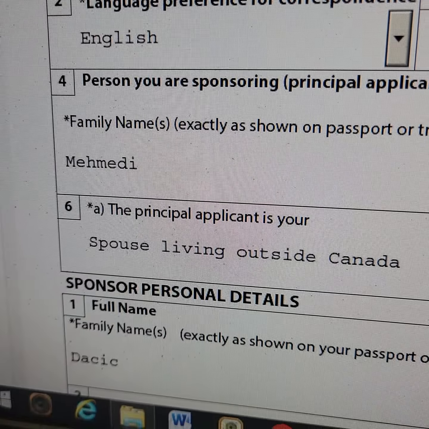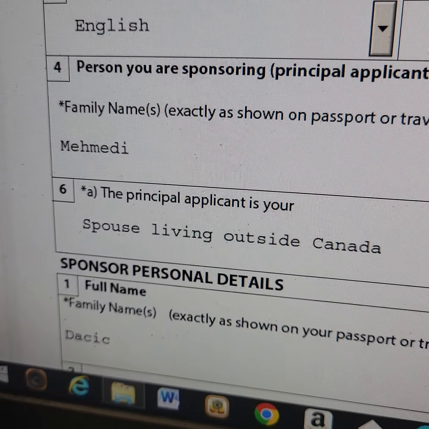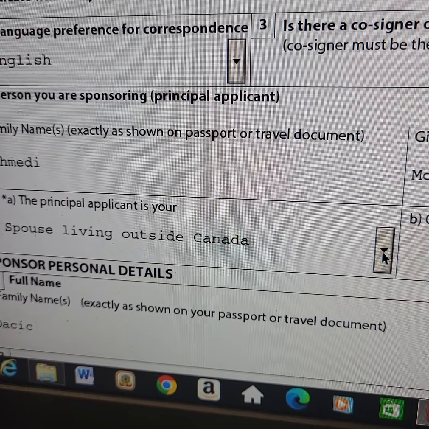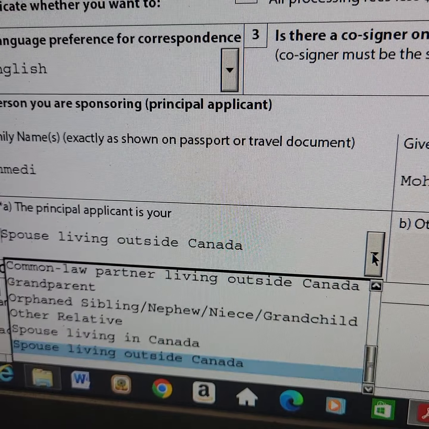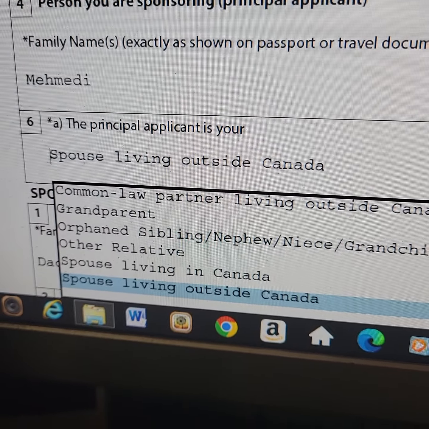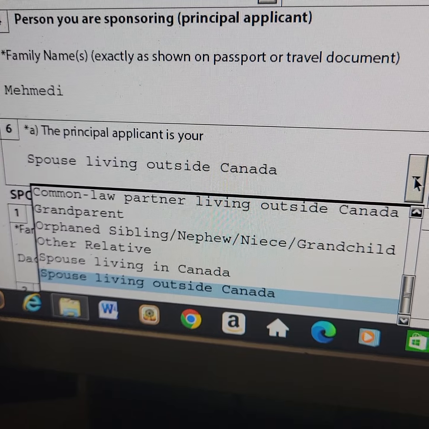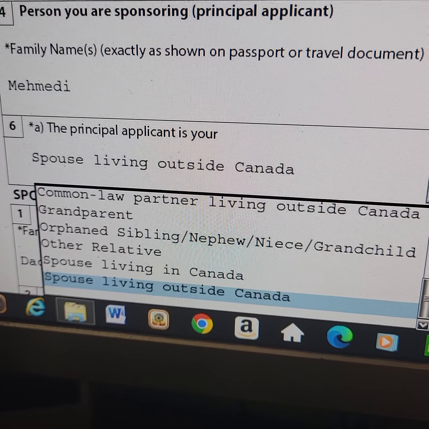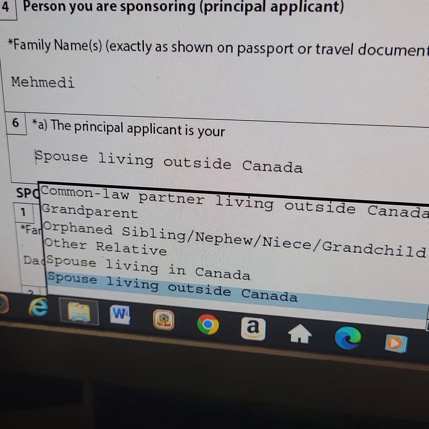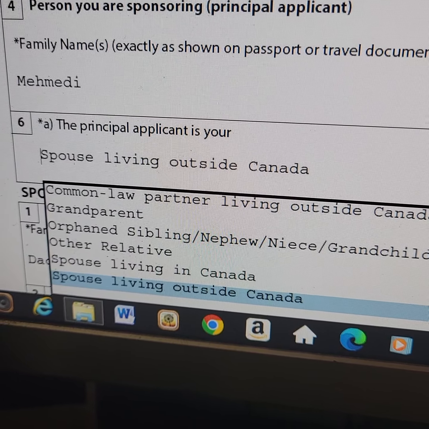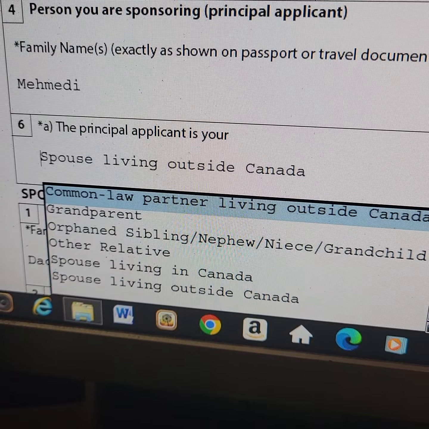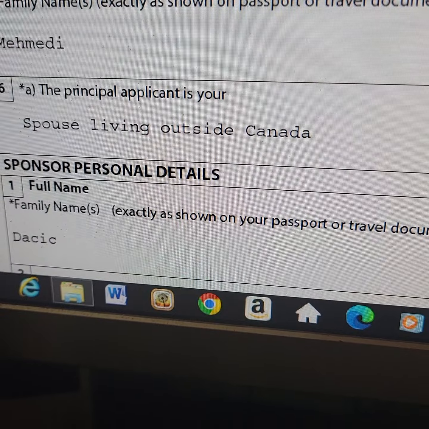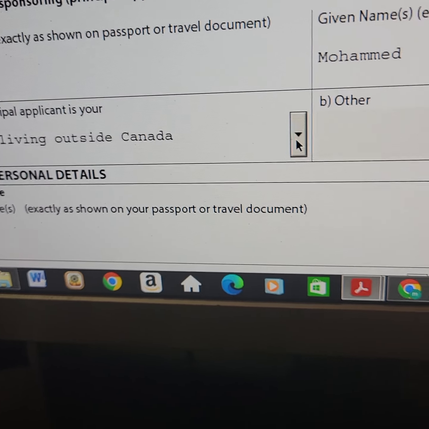Now the principal applicant is your, and then there is a thing that you can click here, and it will give you the options. Is he a common law partner living outside of Canada, grandparent, orphan sibling, other relative, spouse living in Canada, or spouse living outside Canada? So obviously you want to click on spouse living outside of Canada, or if your spouse is in Canada by any chance, obviously you click spouse living inside Canada.